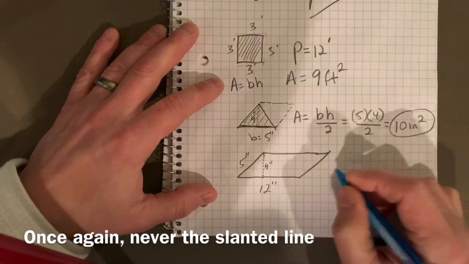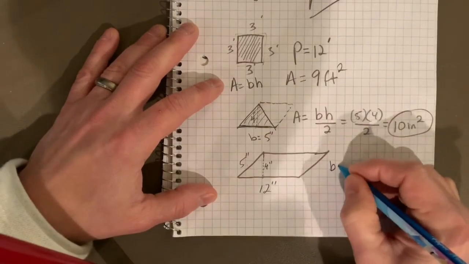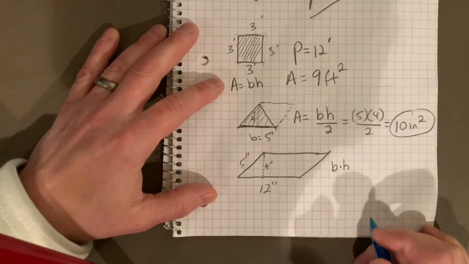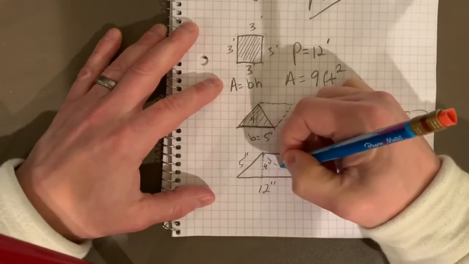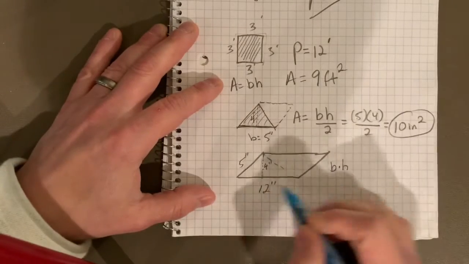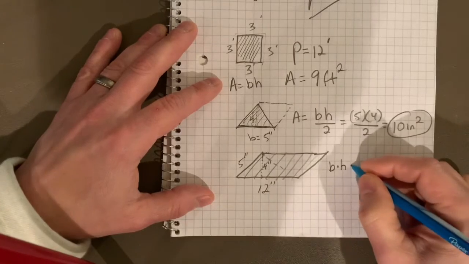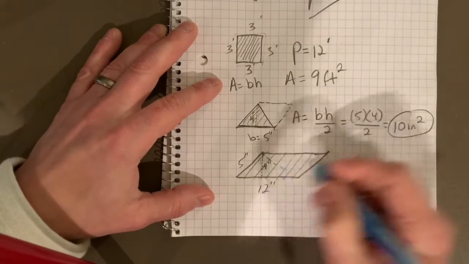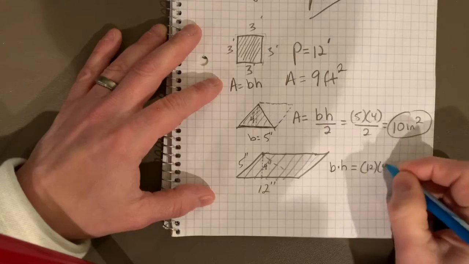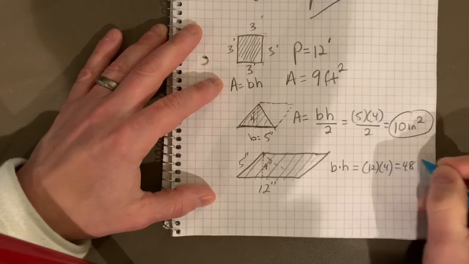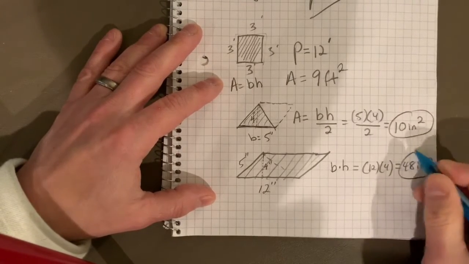So you're going to go ahead and say, okay, base times height, and this time you don't divide it by 2 because it's not a triangle, it is a parallelogram. So you're looking for all of this. So it's just going to be base times height, and that's going to give us our area. Now that's 12 times 4, and that's going to be 48, in this case, inches squared.